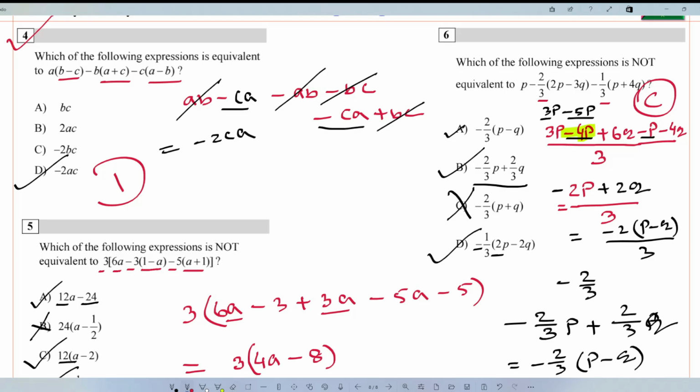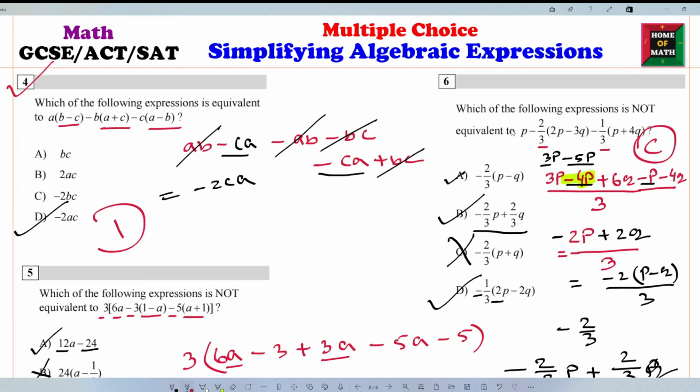So no more today. We tried to solve 6 math problems of multiple choice algebraic expressions. In the next video we will try to solve more and more of these types of math problems for exam preparation.